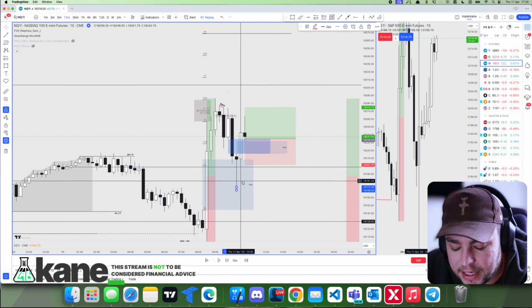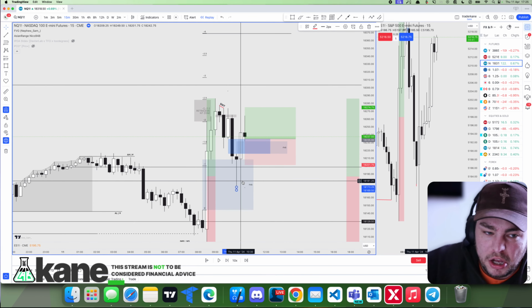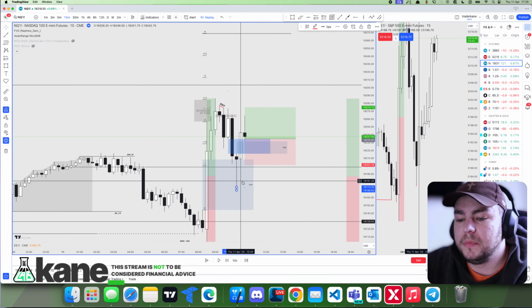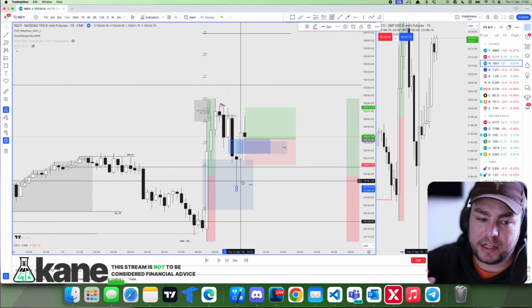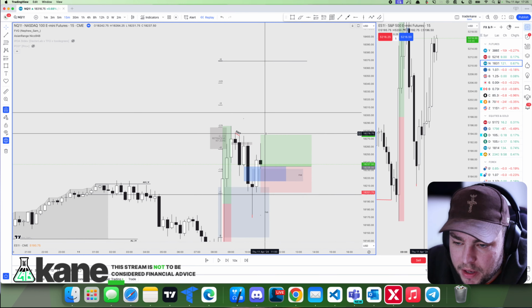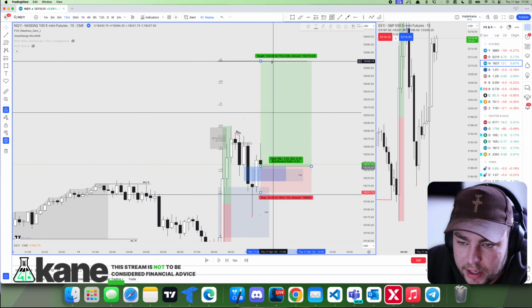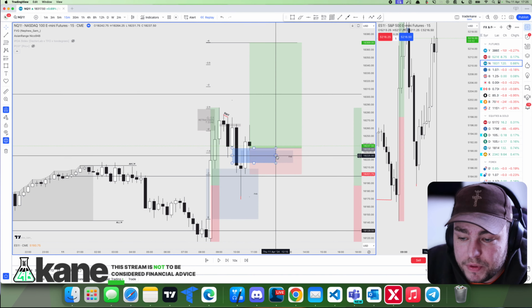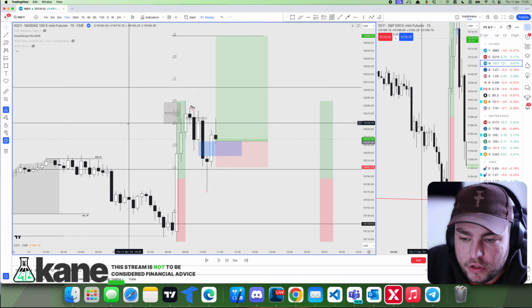The reason we like to take lower time frame trades is that the earlier you spot the model, the smaller your stop loss, and the less risk you have to take. But as a general rule, this inversion here for me is the trade.